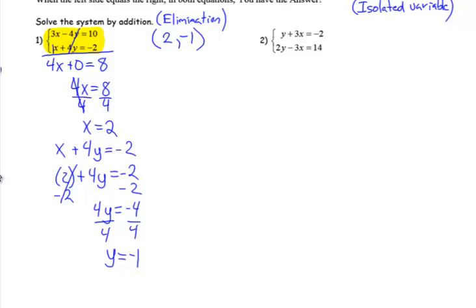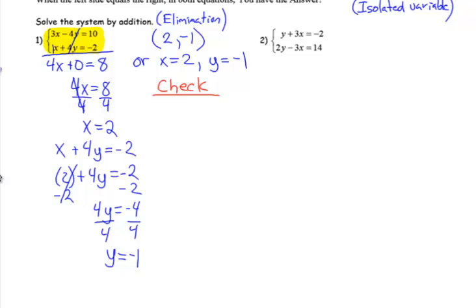Now remember, if we write it as an ordered pair, we want to write it that way, or we can write it as x equals 2 and y equals -1. You'll see that either way, and you should be familiar with both. All right, so substitute. Now let's check, and then we can review the song again.